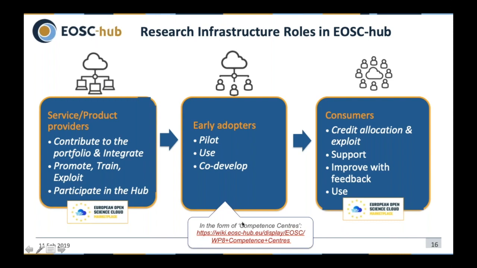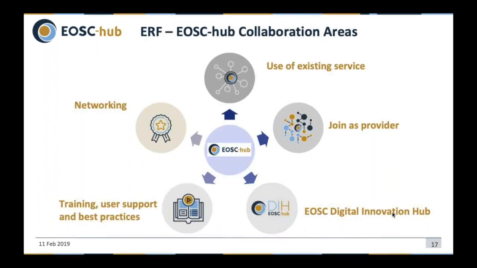We support those early adopter activities through what we call competence centers. We have already such early adopter small projects for things like Elixir, which is a life science infrastructure, LOFAR, which is a radio astronomy infrastructure, and for many other large international initiatives. And of course, you can become a consumer of existing services without becoming a provider. You can request access to those services through the EOSC portal and the respective marketplace. You can provide feedback about the use, and together you can help us improve the way things are exposed and offered to science.